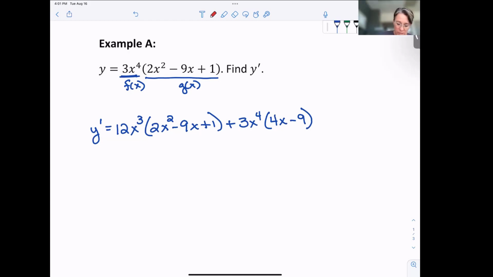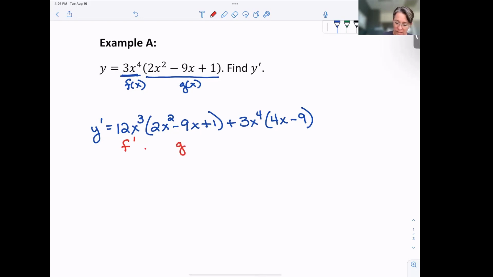Just so you can see it, that's the derivative of the first times the second as it is, plus the first as is times the derivative of the second. So the only thing you need to do next is distribute and combine any like terms, just clean it up.